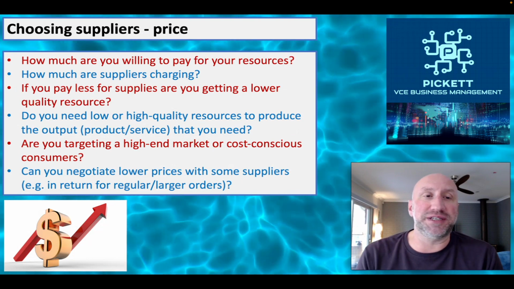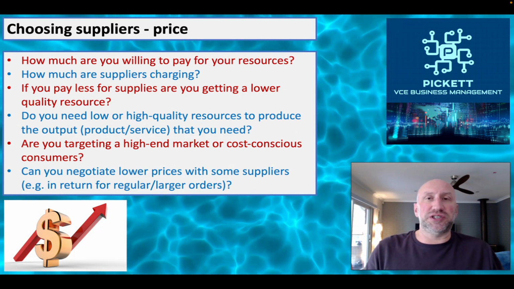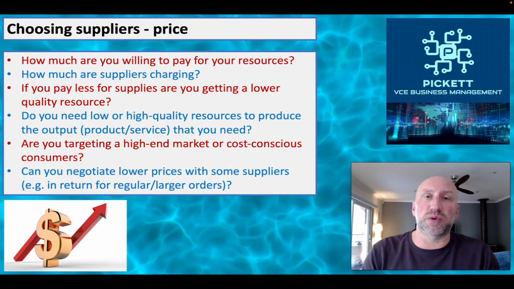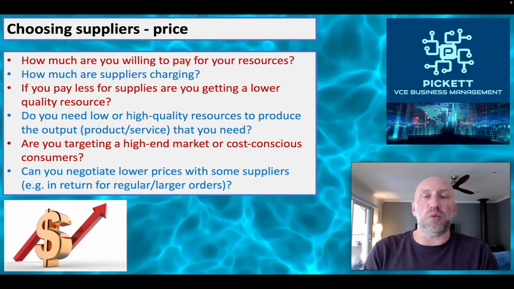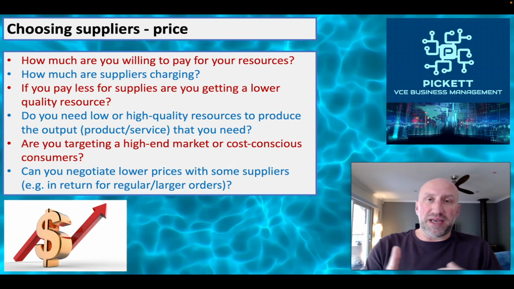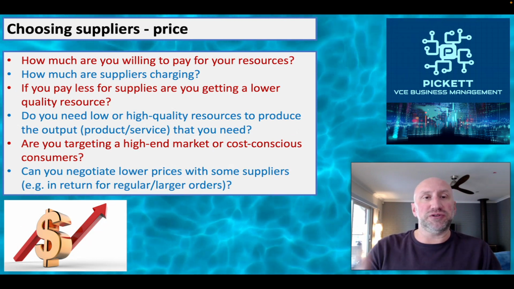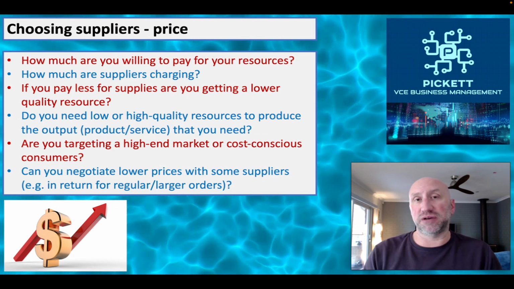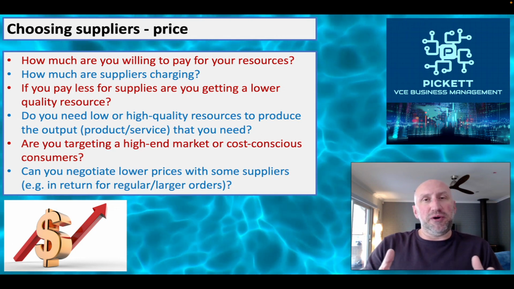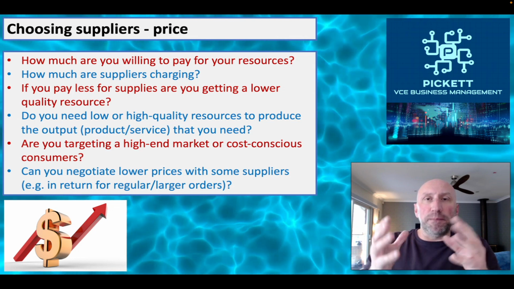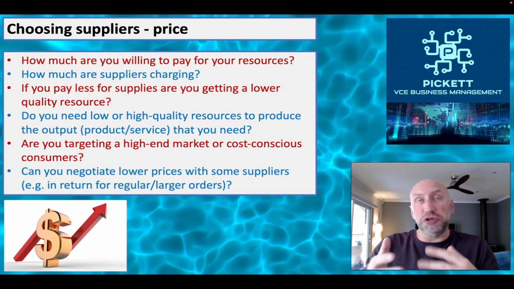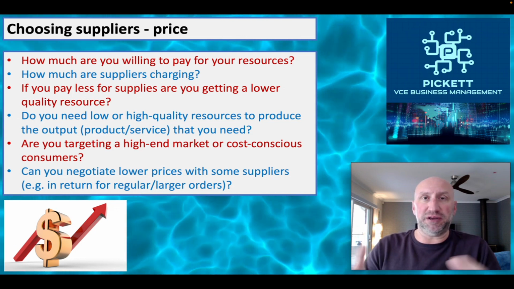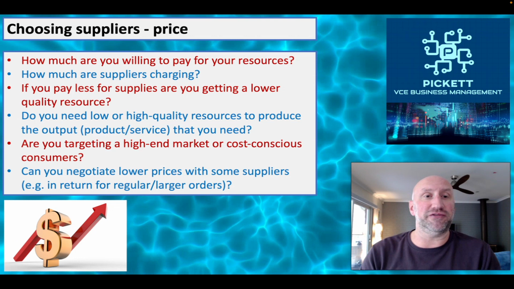So first off, price. Lots of different questions, and this is not an exhaustive complete list, but this is an example of the kinds of questions that you need to be thinking when you are thinking about the price that you want to pay for your supplies. How much you're willing to pay for your resources, for your supplies. How much are those suppliers charging? And bear in mind, there's usually going to be multiple options. There's usually not just one place that you could get a certain type of supply. You have options, and that's why there's this choice involved.